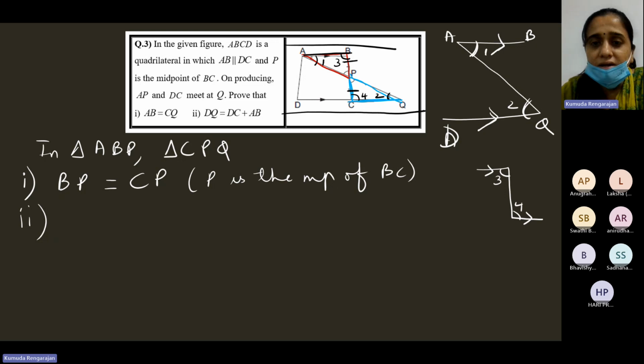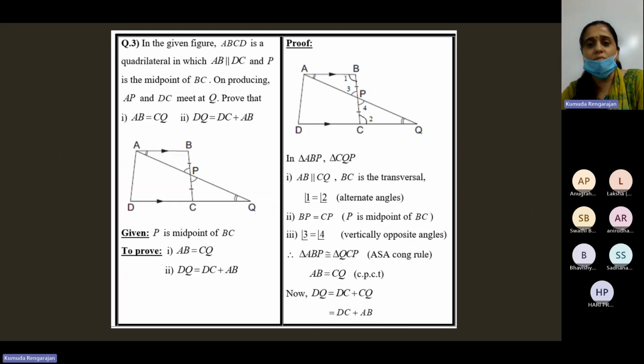So parallel line, transversal, parallel line. This angle is equal to this angle, alternate angles. You can also say angle 1 is equal to angle 2, alternate angles, anything you can write. So I have mentioned 1 and 2.